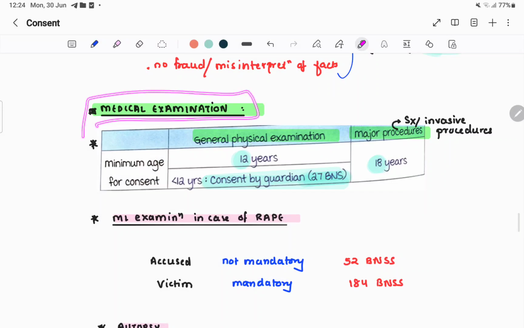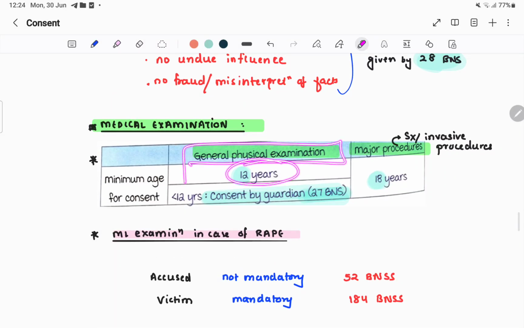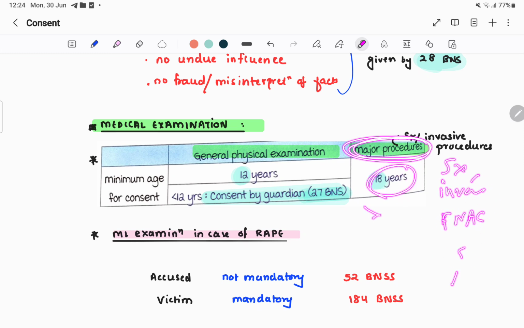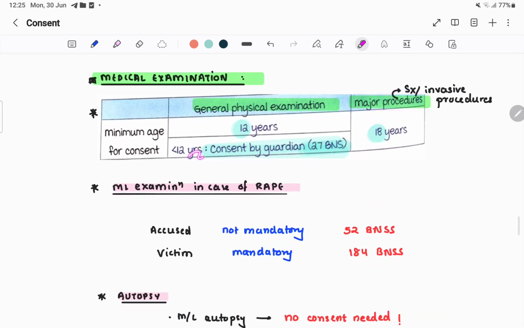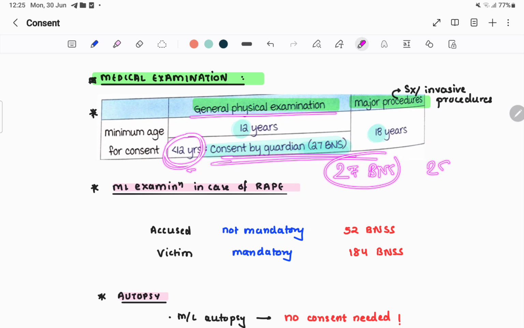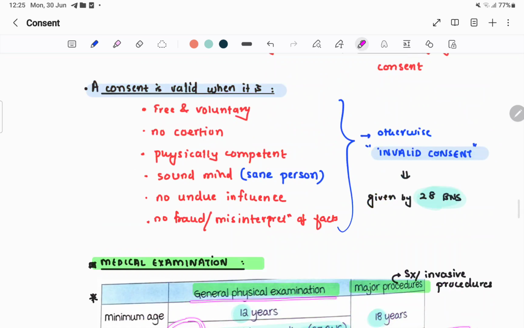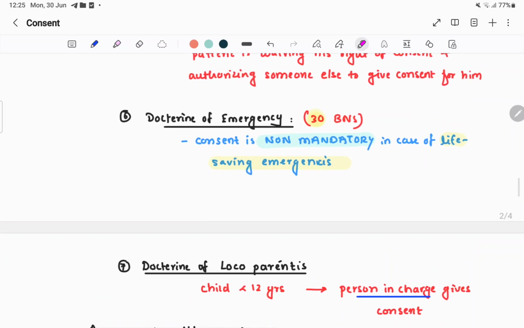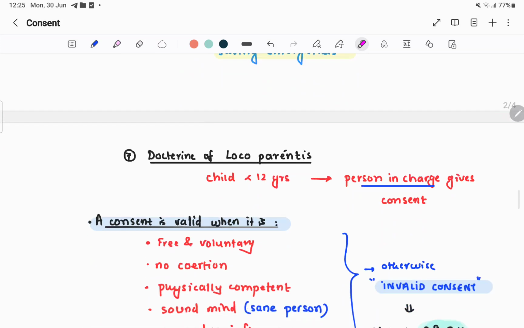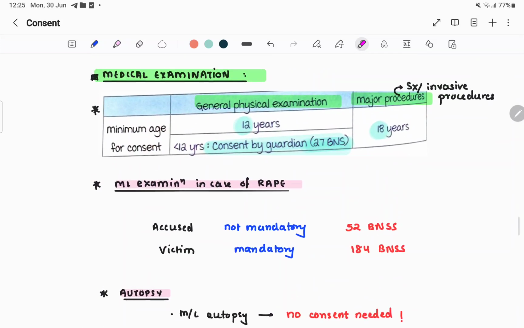Medical examination. What about the consents? For general physical examination, any person above 12 years can give consent. For major procedures, surgery, invasive procedures, like FNAC, an age of more than 18 years is required for consent. If a person is less than 12, then the guardian has to give the consent. 27 BNS deals with it. What was 28 BNS? 28 BNS basically deals with invalid consent. 30 BNS is the doctrine of emergency, that consent is not needed in cases of emergency.